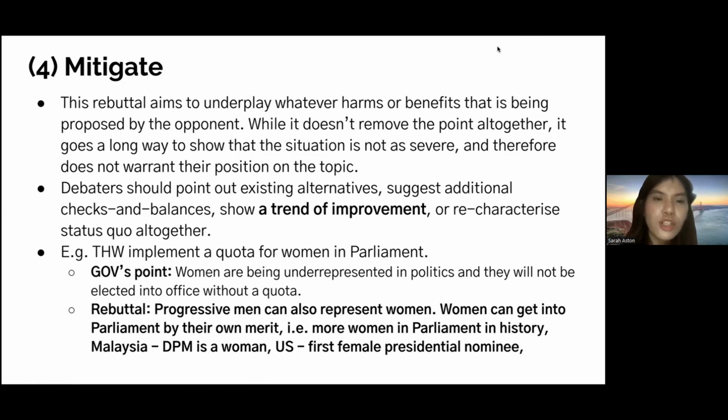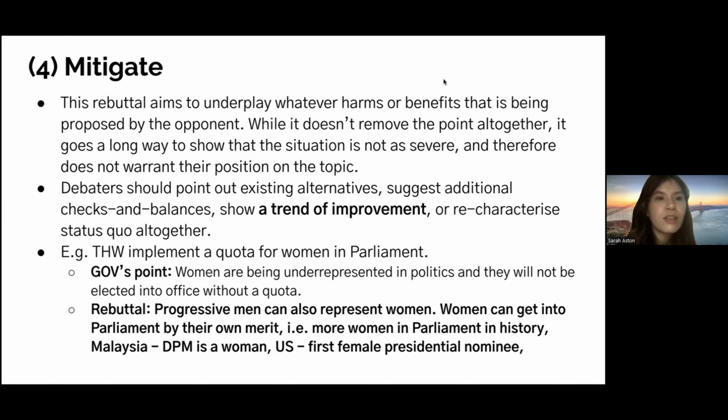Number 4, let's talk about how we're able to mitigate the arguments that are pushed upon us. So this rebuttal basically aims to underplay whatever harms or benefit that is being proposed by your opponent. So it doesn't remove the point altogether. So note about that, right? But it goes a long way to show that the situation is not as severe and therefore does not warrant their position on the topic. So this is very important.